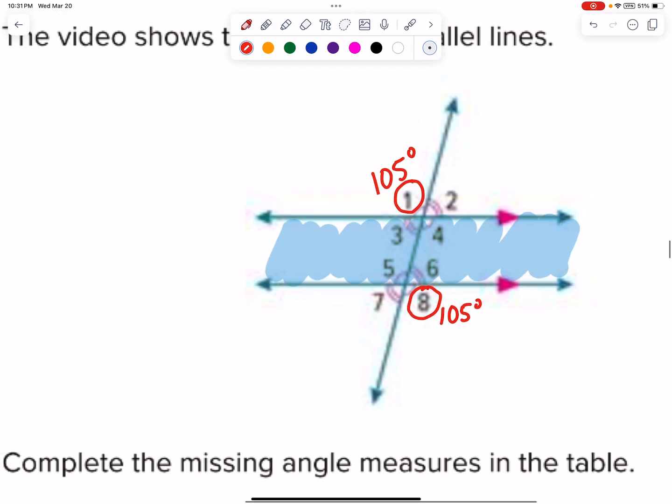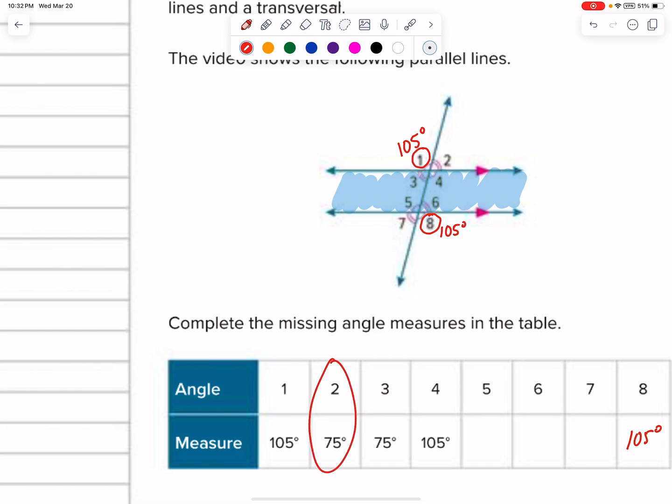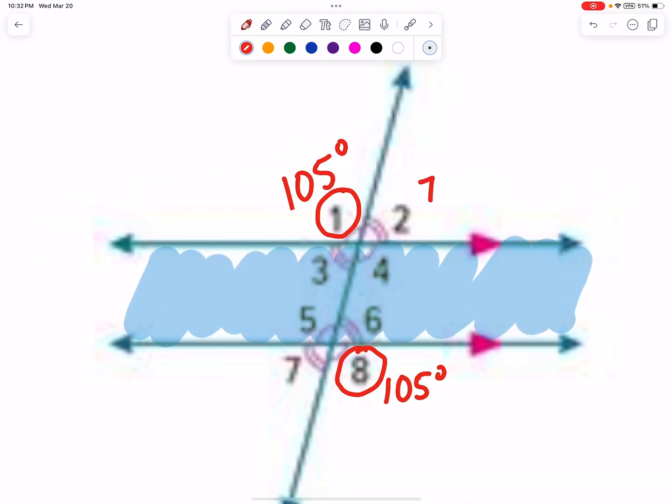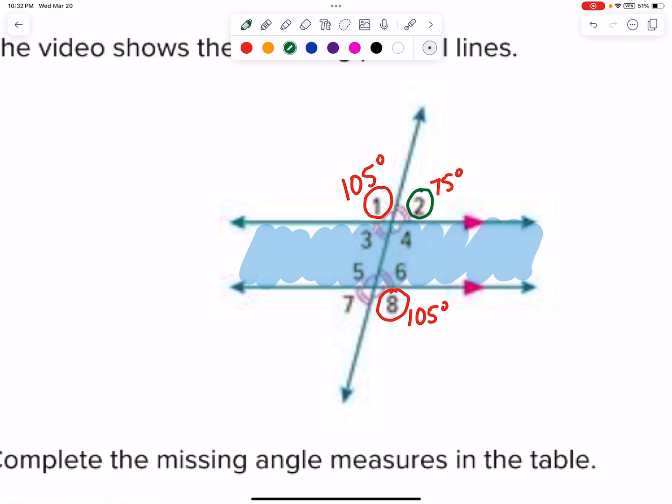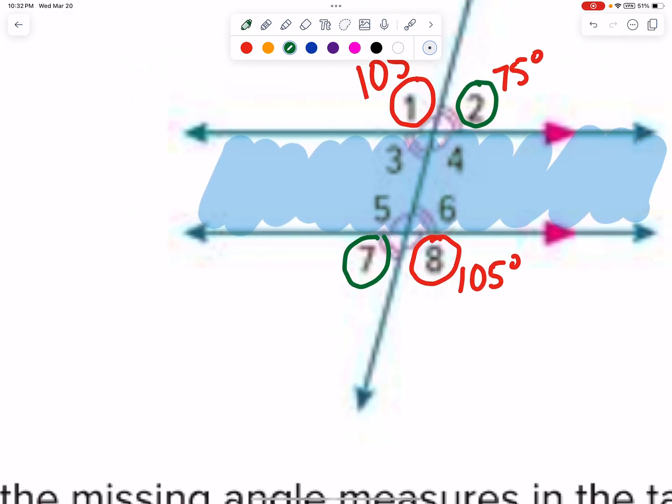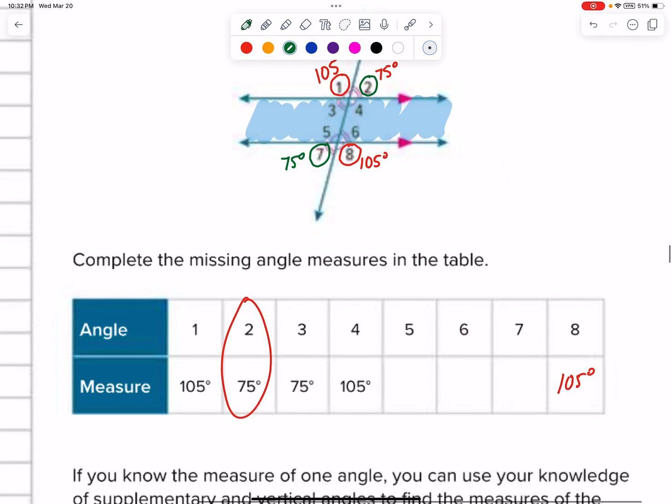All right, we also know that 2 is 75. So let's put 75 degrees here for number 2. I'm going to pick a different color here. We could do alternate exterior for number 2, right? So which is the alternate on the exterior of number 2? Shout it out if you know it. All right, if you said 7, nice job. So this is 75 degrees. Alternate exterior angles are equal to each other, so we know angle 7 is 75 degrees. Now we just need 5 and 6, right?